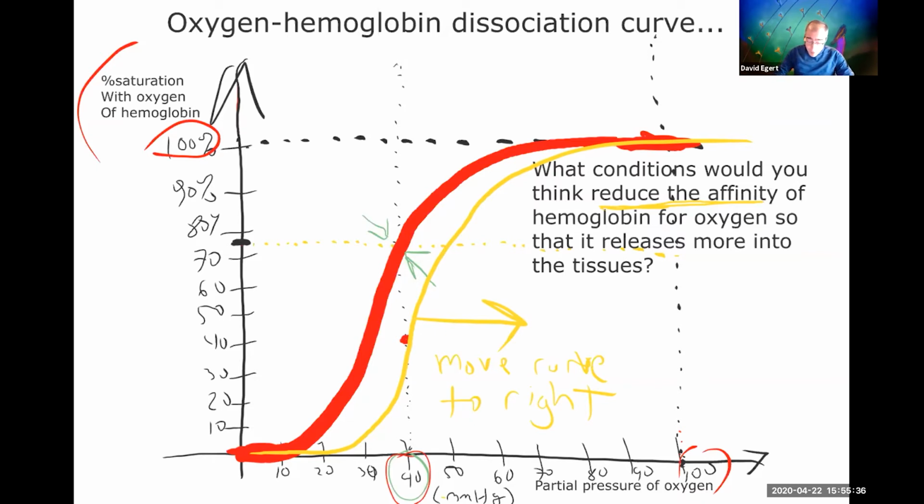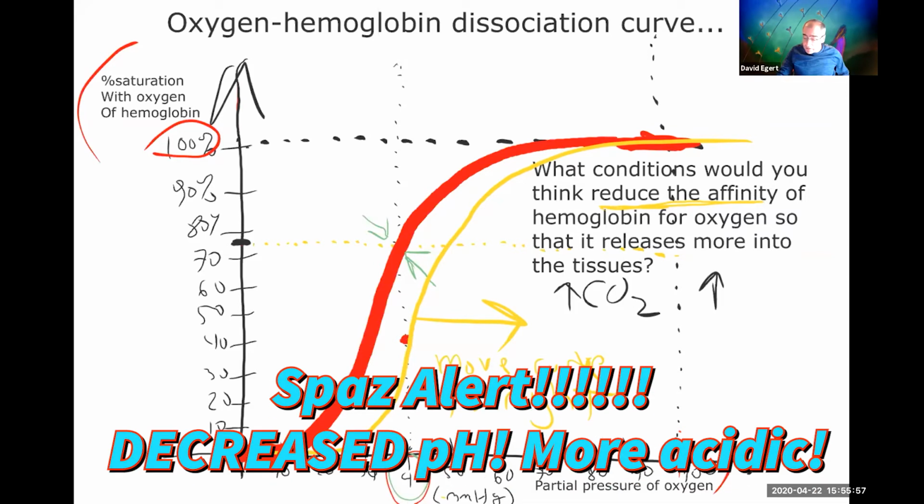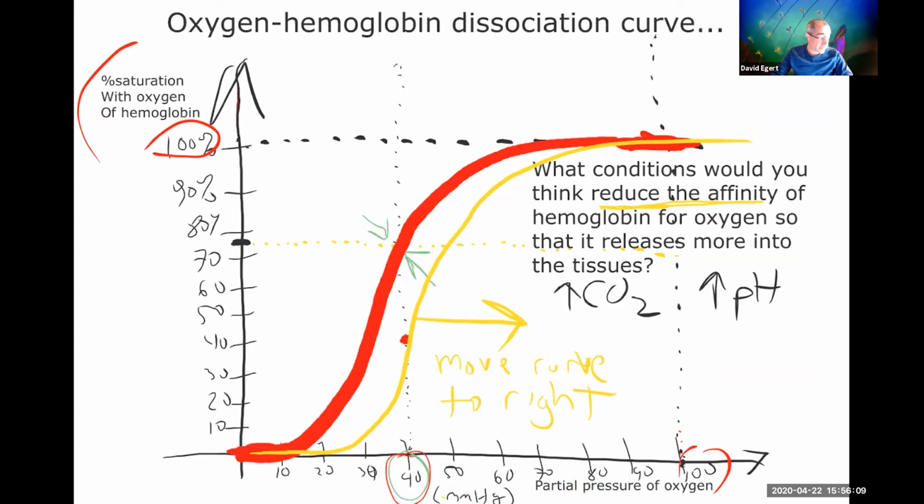What kind of conditions do you think would facilitate or necessitate that? What kind of things go on if you have increased metabolic activity in your tissues? More CO2. Totally. Increase of CO2. And for reasons we're going to see in a few moments, that is also going to mean decreased pH, because carbon dioxide actually gets converted into carbonic acid. It has an official name, the Bohr effect. The change in pH is going to cause more oxygen to be released from the hemoglobin into the tissue.